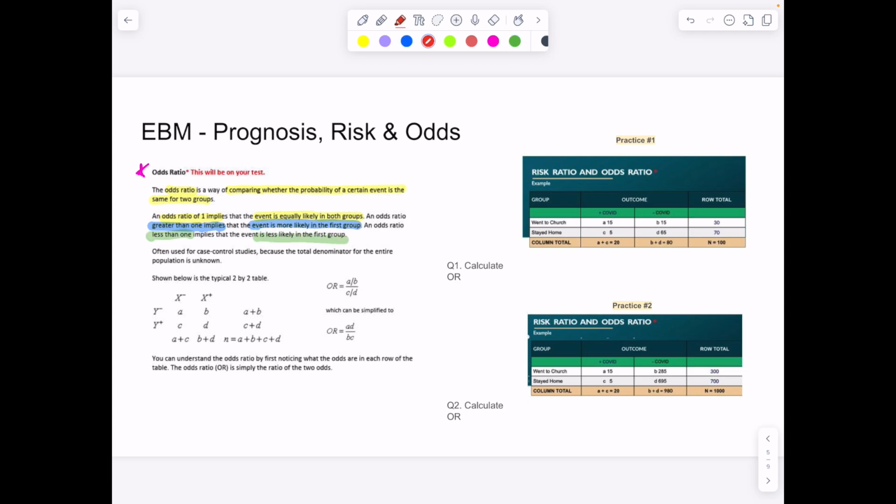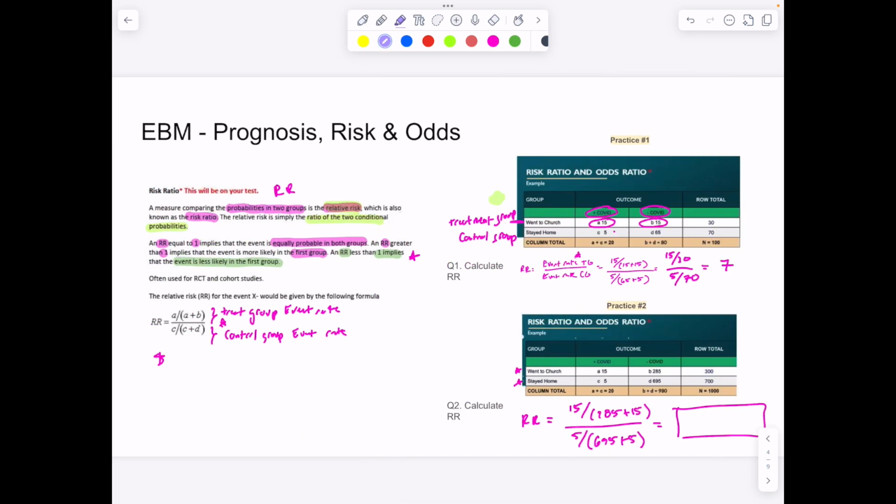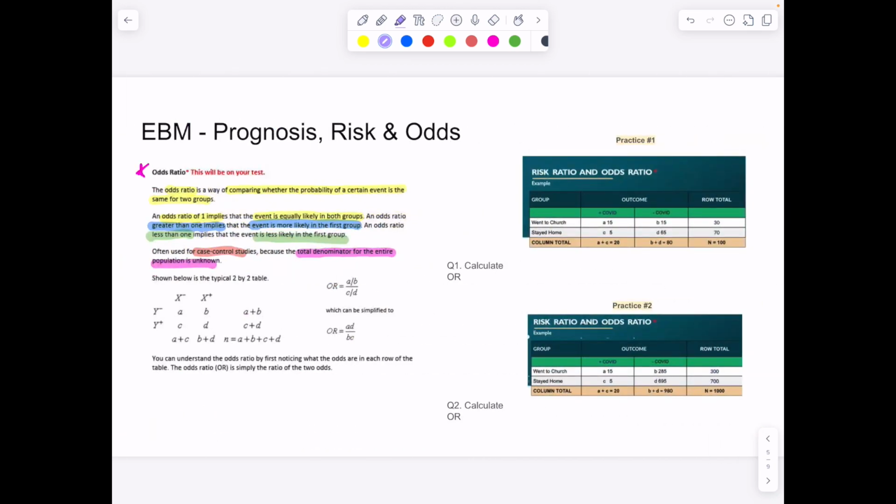So this is used in case control studies because the total denominator for the entire population is unknown. We don't know the total number of people. All right, and so that is a little bit confusing, but here we were saying we had the assumption that we had a total of 15 plus 15 people, so 30 people who went to church. Here we're saying, well, I know that 15 people went to church and got COVID, and I also know that 15 people went to church and didn't get COVID, but I also don't know, maybe there's more to this population. We don't know the totals per se.